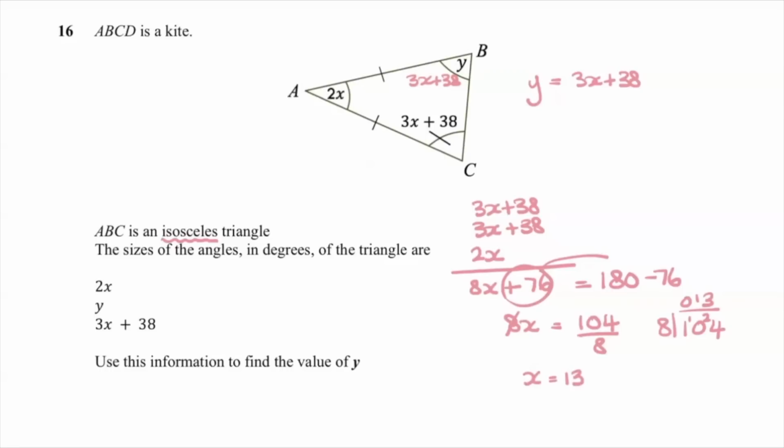Obviously, it's not x they're asking for, it's y, but I need x to be able to find y. If we go back up to what we first wrote down here, y has the same value as 3x plus 38. And I now know that x is 13. So y is going to equal 3 times 13 plus 38. 3 13s are 39. And 39 plus 38 is 77. So the final answer is 77 degrees.